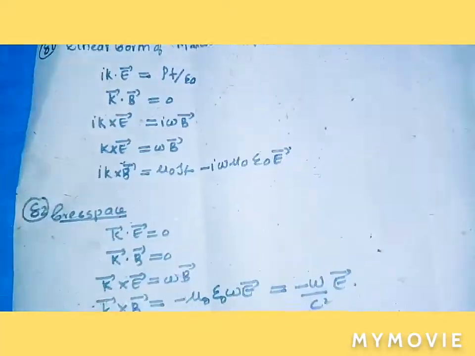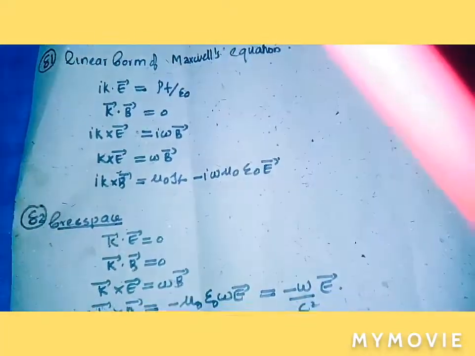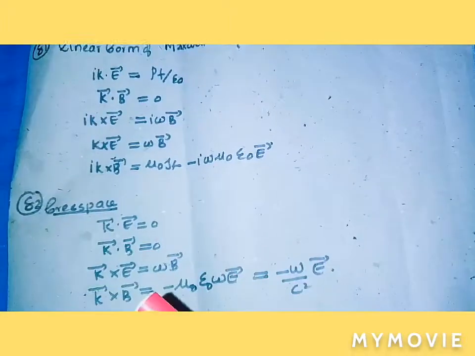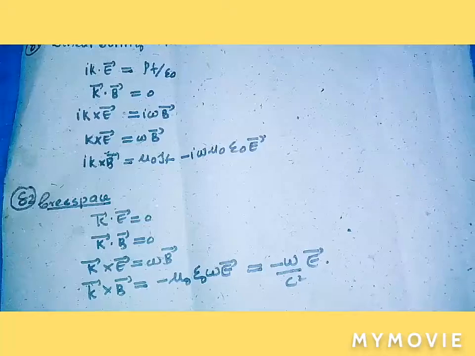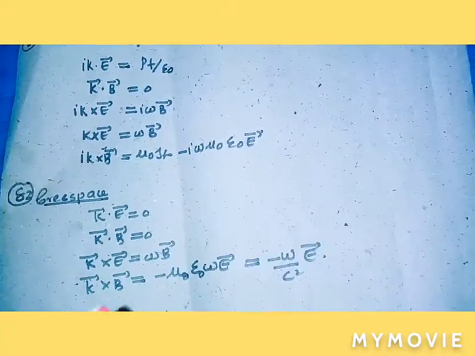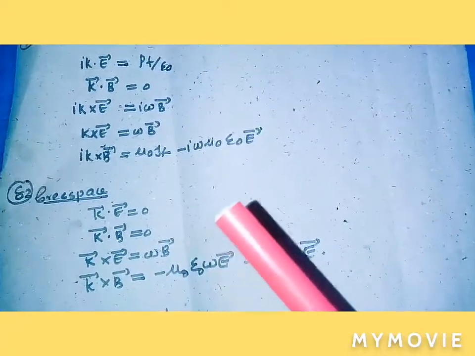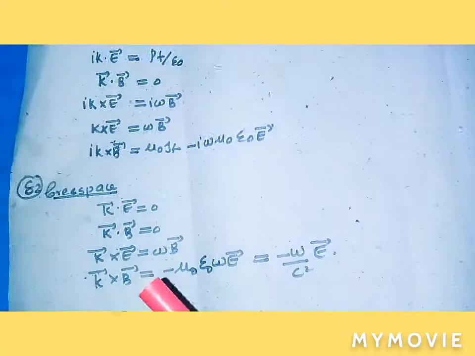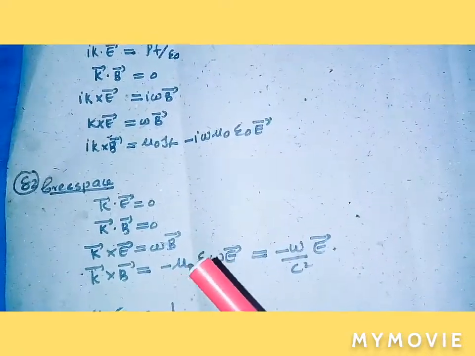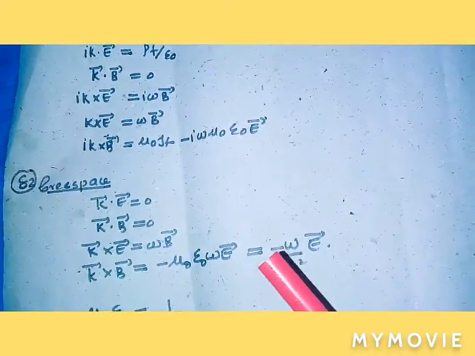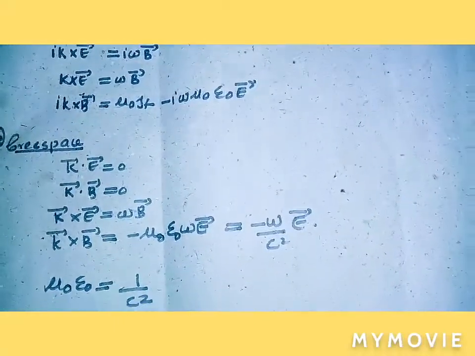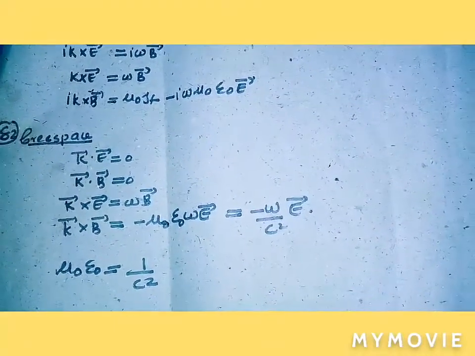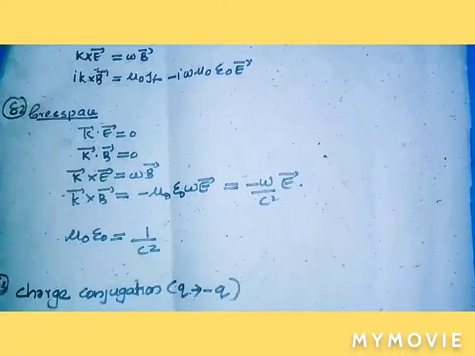We know that in free space rho F and JF are 0. So k bar dot E bar is equal to 0. K bar dot B bar is equal to 0. K bar cross E bar is equal to omega B bar. K bar cross B bar is equal to minus mu 0 epsilon 0 omega E bar. That's equal to minus omega by c square E bar. We know that mu 0 epsilon 0 is equal to 1 by c square. C is the velocity of light.